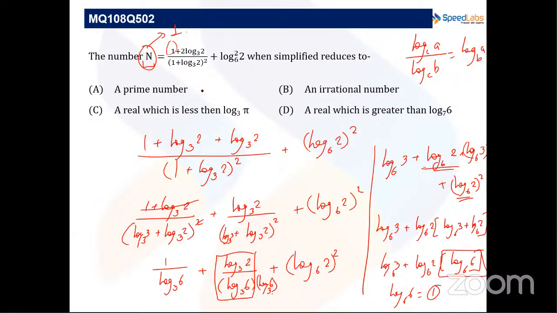So let's see, it is not a prime number, it is not an irrational number, it is a real number less than log pi to the base 3, obviously, because pi is 3.14, to the base 3 obviously this value is greater than 1, and we are having the value 1, which is less. And it is greater than log 6 to the base 7, obviously this value will be less than 1. So we are having the value 1 which is greater. So the correct options are C and D. Clear?